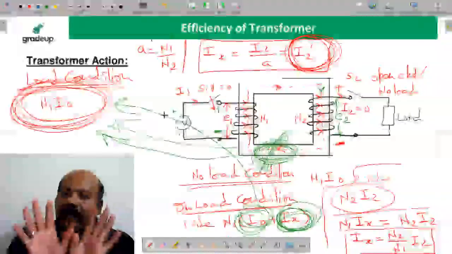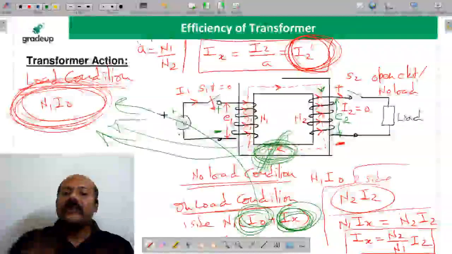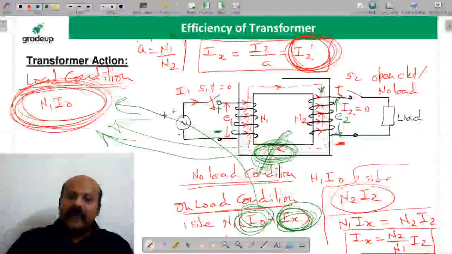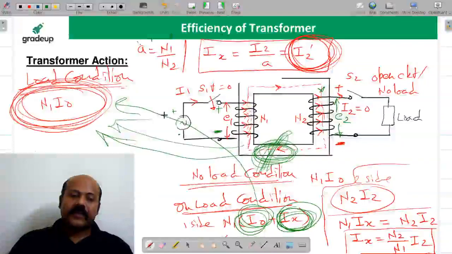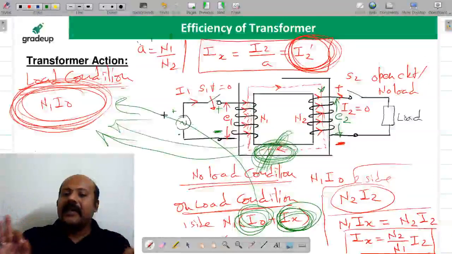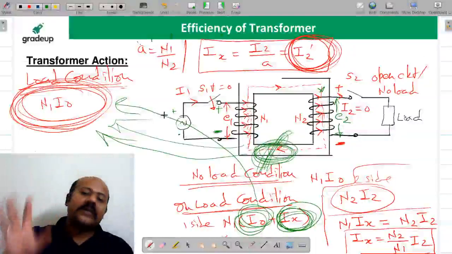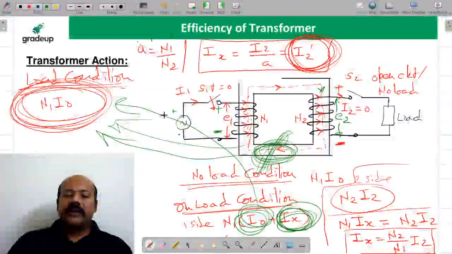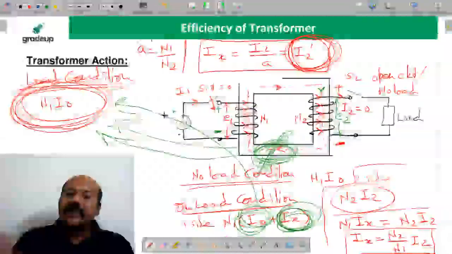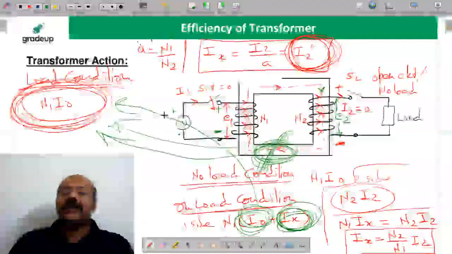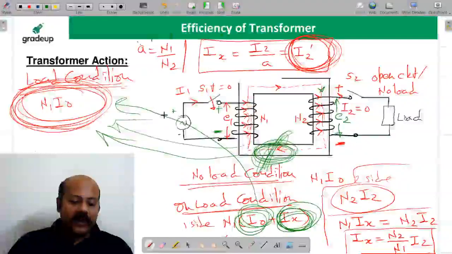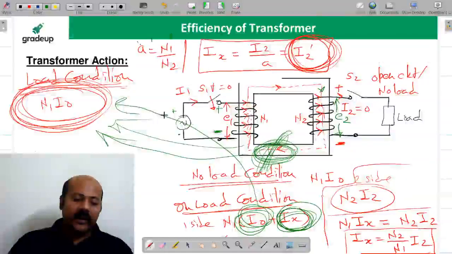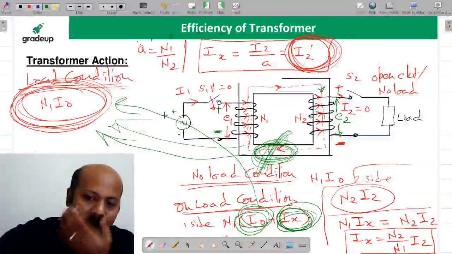See, if you have made up your mind that whatever I am trying to say you are not going to understand it, then it is not my fault. Let me make it very clear. The way we are discussing transformer action, you go to any standard book, you will not find it easily. I am not saying that you will not find it, but not easily. I hope it is enough for the transformer action. Now let us proceed.